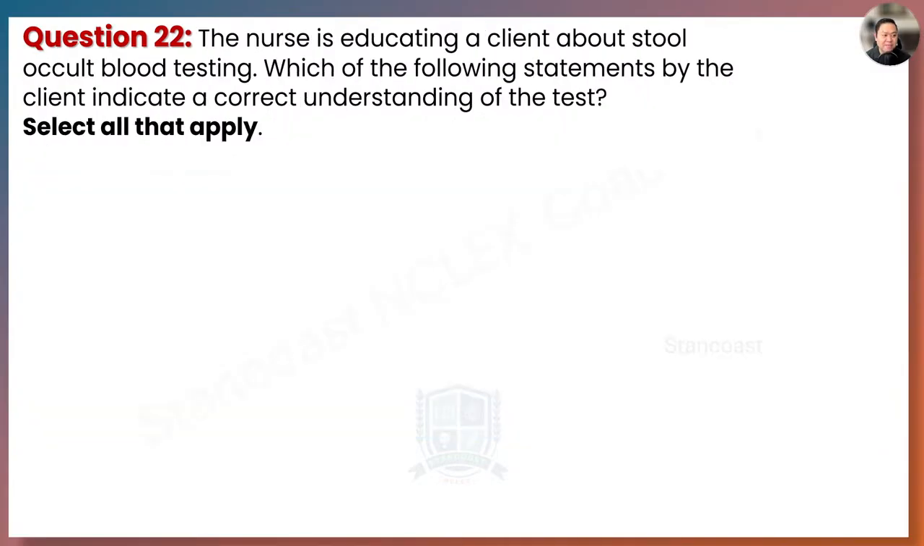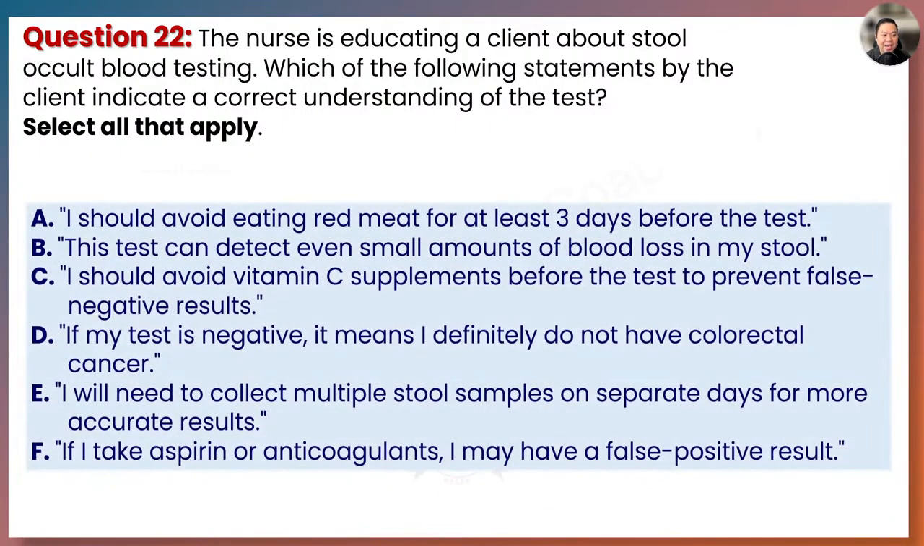All right, let's have number 22. The nurse is educating a client about stool occult blood testing. Which of the following statements by the client indicate a correct understanding of the test? Select all that apply. Options. A, I should avoid eating red meat for at least 3 days before the test. B, this test can detect even small amounts of blood loss in my stool.